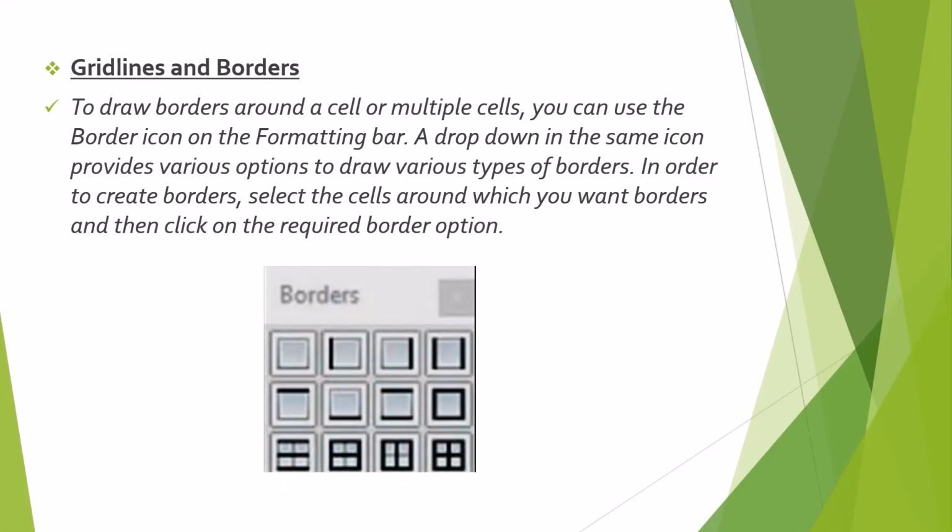Now, if you want to draw borders around one cell or multiple cells, then you can choose the border icon on the formatting bar as shown here. Whenever you click on the border icon, you will be shown a number of border options, as you can see in the image. All these options are present in Calc for applying various border options to a cell or multiple cells.